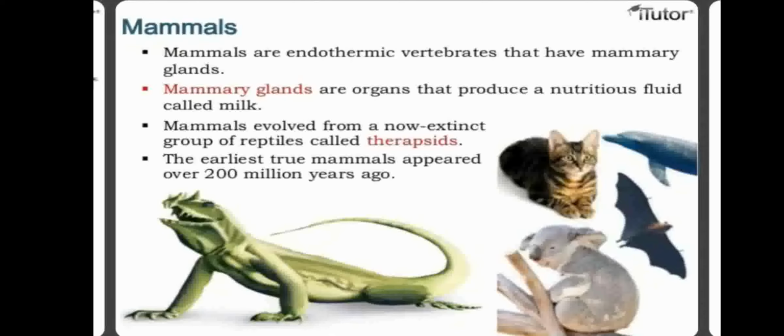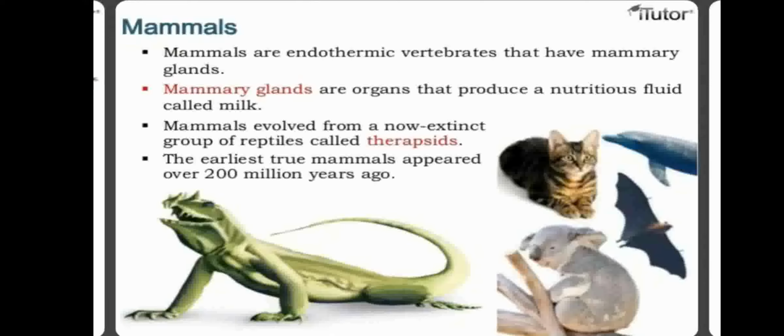Next one is mammals. Mammalia class. Mammals are endothermic vertebrates that have mammary glands. Mammary glands are organs that produce a nutritious fluid called milk. That means mothers feed their young ones. So mammals are warm-blooded. All mammals have hair on their body, and they have external ears and nose. And they breathe through their lungs.